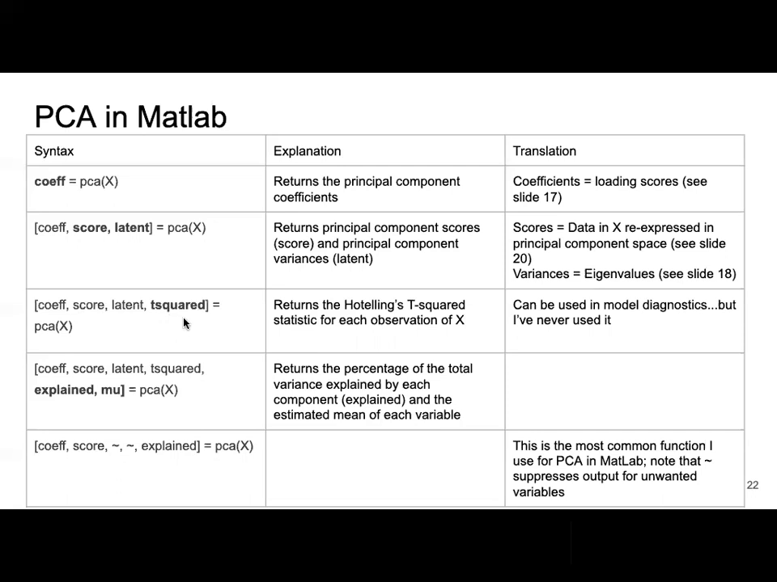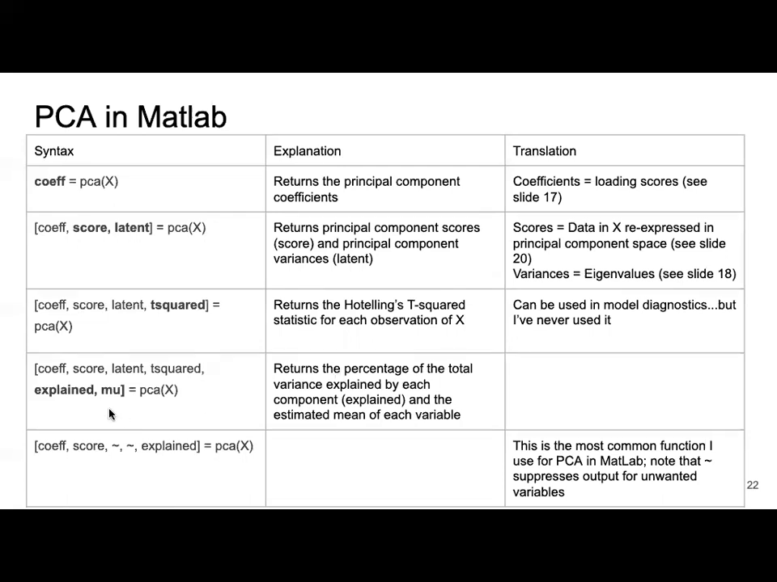The next thing you can ask MATLAB to output is t-squared. So that's a Hotelling's t-squared statistic for each observation of x. To be honest, I've never actually used this, but my understanding is that you can use it in some kind of model diagnostics if you were to use these principal components to predict some other data. Basically it's an option. I don't think we'll need it for our purposes, but you can read more about it if you want.